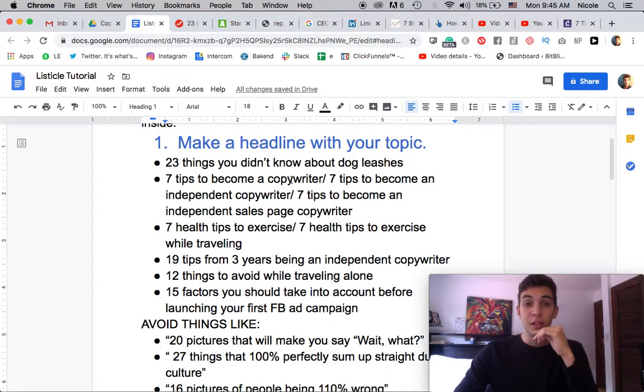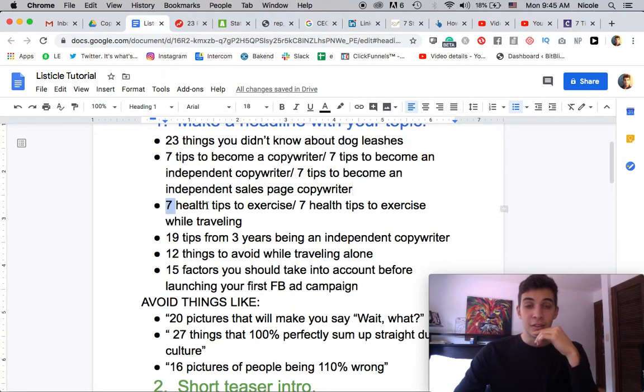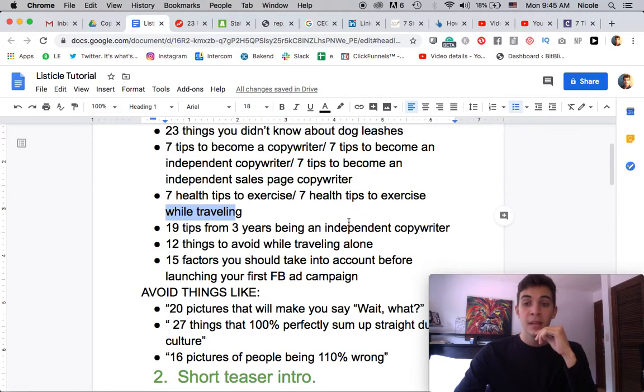10 tips to become a copywriter. That's not that specific, but if you say 10 tips to become an independent copywriter, that's way better. But if you want to get to the next level, you can say 10 tips to become an independent sales page copywriter. So try to be as specific as possible, okay? Like this other example, 7 health tips to exercise. It's kind of vague, and 7 health tips to exercise while traveling, you see, more specific.